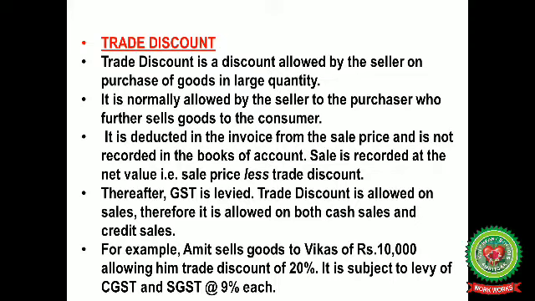Now the next one, that is trade discount. Trade discount is a discount allowed by the seller on purchase of goods in large quantity. It is normally allowed by the seller to the purchaser, who further sells goods to the consumer. It is deducted in the invoice from the sale price and is not recorded in the books of account. Here the sale price is also called list price. So trade discount is generally applied on list price. It is in between the buyer and the seller only, and it is not shown in the books of account.